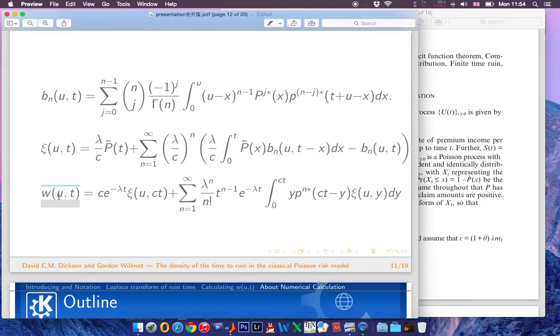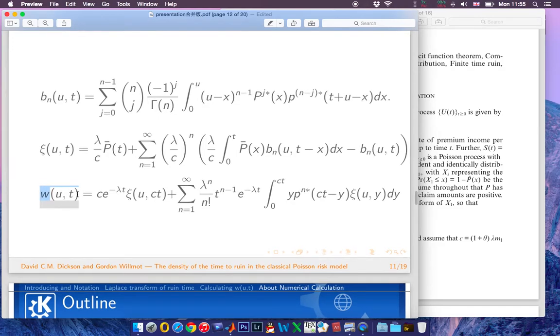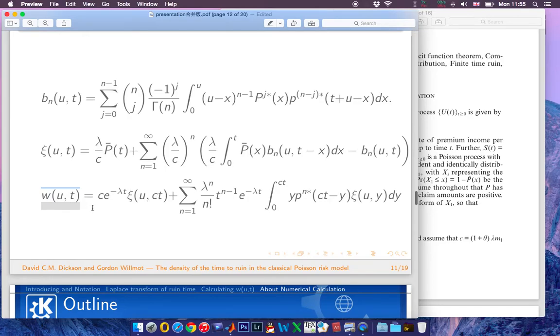So W(u,t) is just the density of time to ruin. If you want to know the finite time ruin probability, let's say at initial capital u and a time capital T, what you need to do is take the integral from 0 to capital T of W with respect to this little t over here. That's all about the algorithm itself.